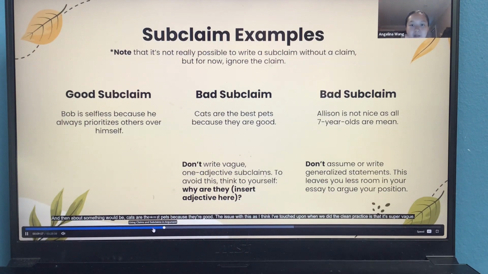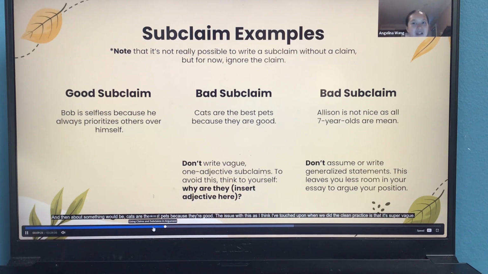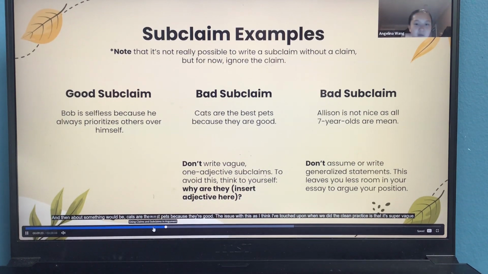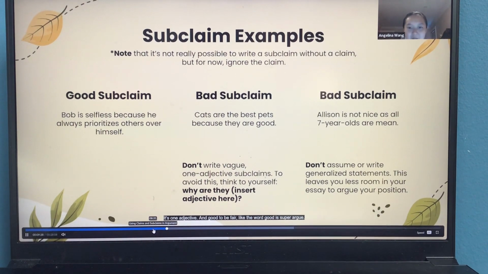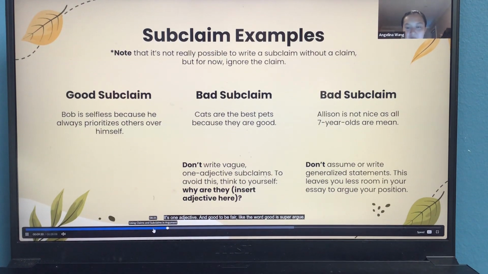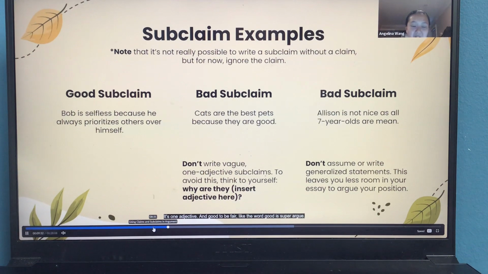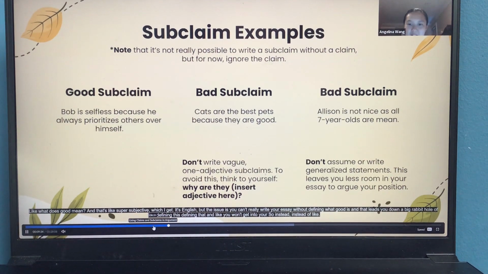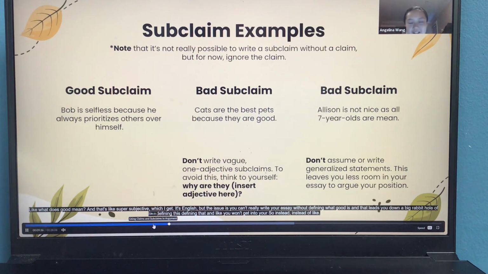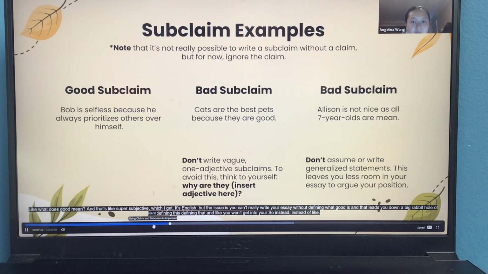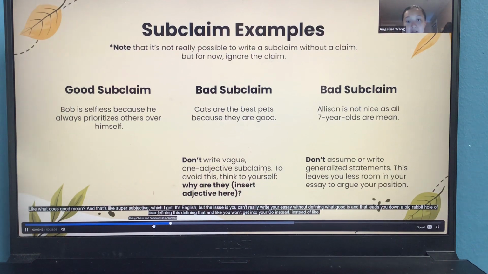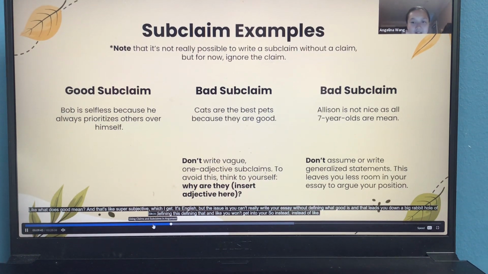And then a bad subclaim would be: cats are the best pets because they're good. The issue with this, as I think I've touched upon when we did the claim practice, is that it's super vague. It's one adjective, and good, to be fair, the word good is super arguable. Like, what does good mean? And that's super subjective, which I get. It's English, but the issue is you can't really write your essay without defining what good is, and that leads you down a big rabbit hole of defining this, defining that, and you won't get into your essay.